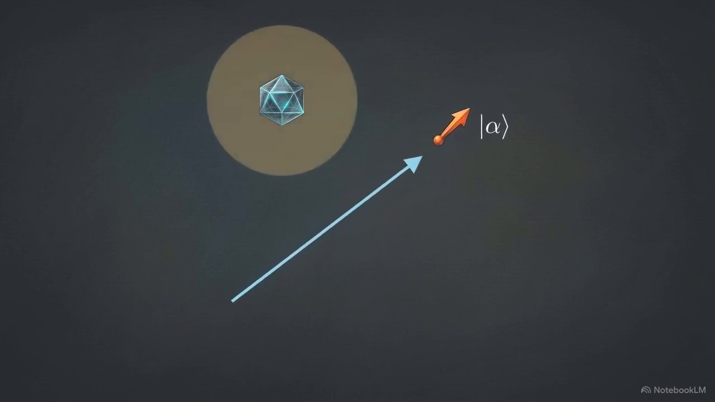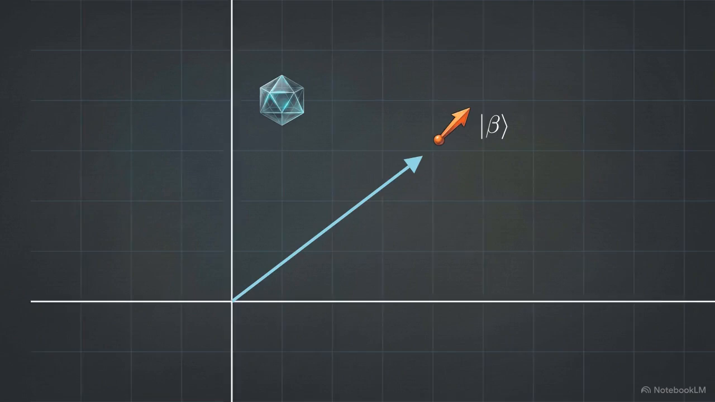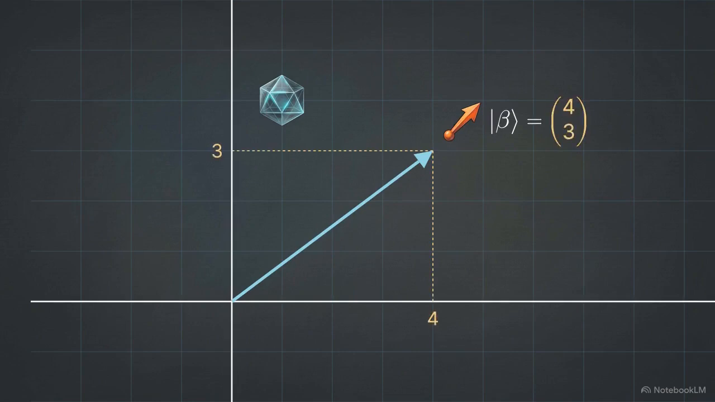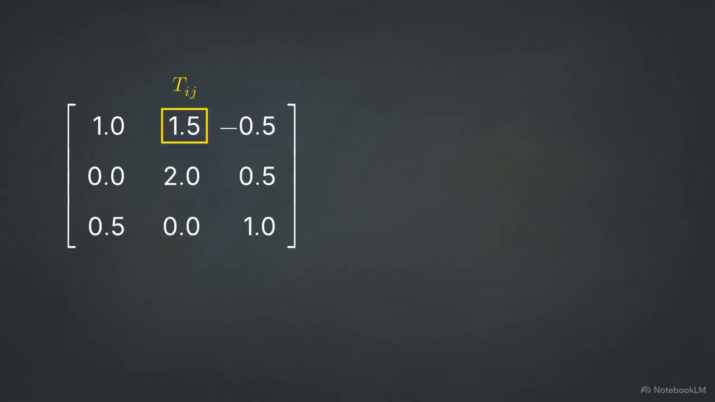It maps an initial vector, alpha, into a new vector, beta, by stretching and rotating it. To compute this abstract geometry, we lock it to a set of orthogonal axes, known as a basis. Choosing a basis represents the abstract transformation as a grid of numbers, a matrix. Each matrix element, T sub ij, is the inner product of basis vector e sub i, the operator T, and basis vector e sub j.